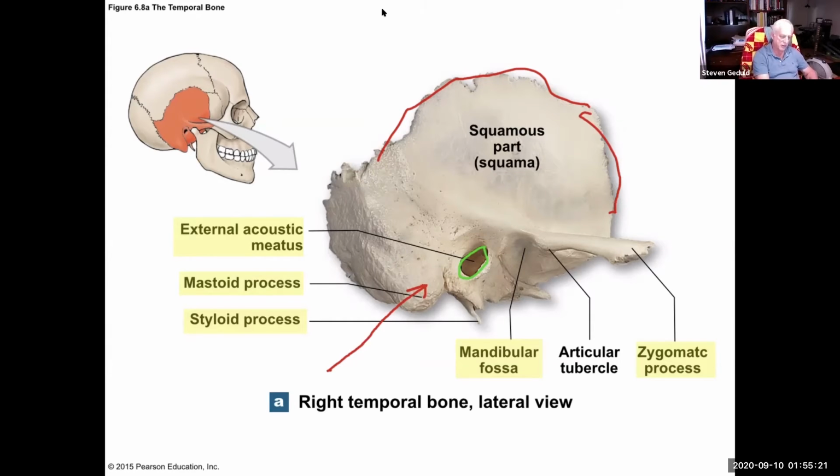Okay. This is the hook. A lot of times it's a little bit bigger than that. This is your styloid process. It comes down and makes a little hook right here that attaches your neck muscles. This is the mandibular fossa. This is where the mandible fits into. So the mandible condylar process here fits into here and comes down here. Okay. This is your zygomatic arch. You can see how this sticks out.